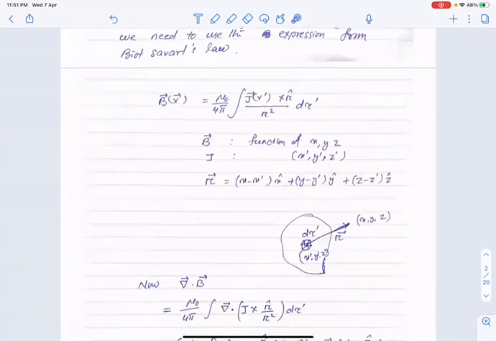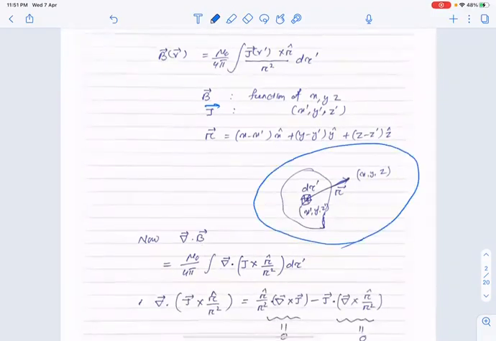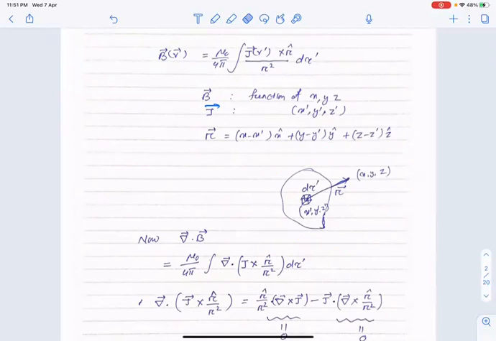Okay, so you just take this expression and calculate both the divergence as well as the curl. Before you do that, please remember B is a function of r, so it is a function of x, y, and z. Your current density J is a primed coordinate, so J is a function of x prime, y prime, and z prime, and your script r is nothing but (x minus x prime) x cap, (y minus y prime) y cap, (z minus z prime) z cap. So that's my configuration.